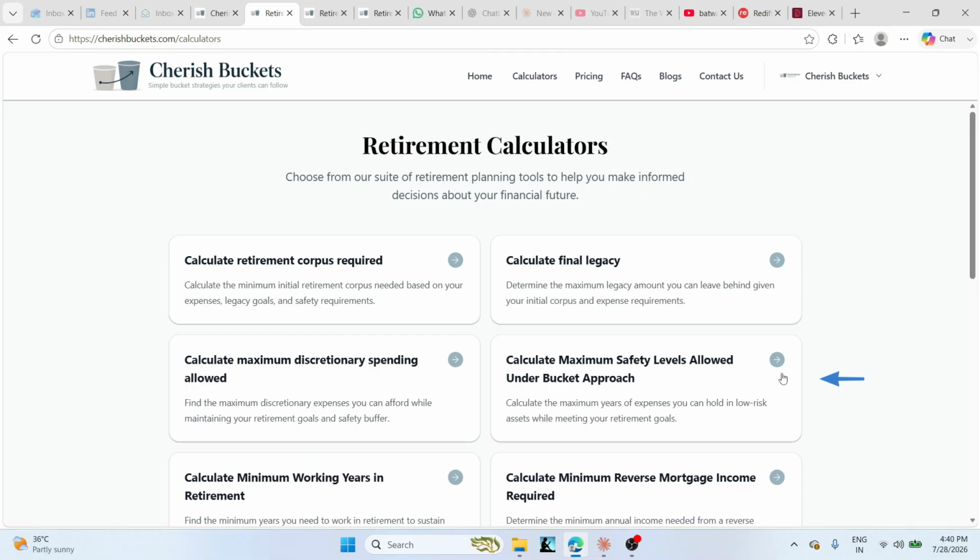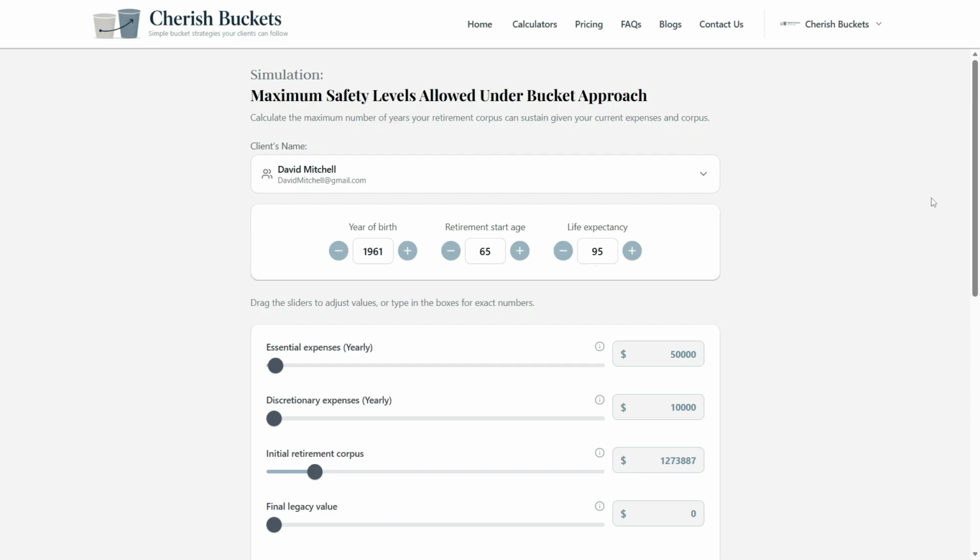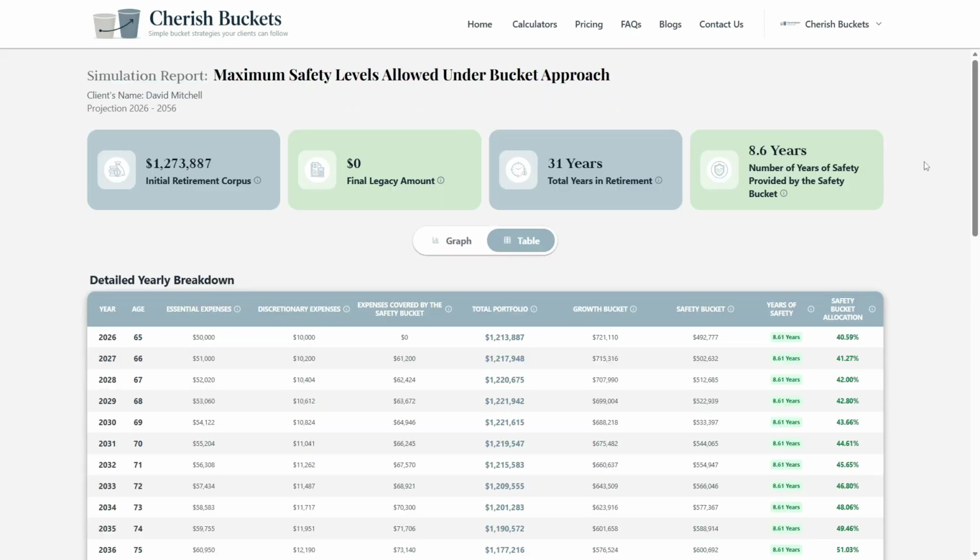Let's return to the maximum safety levels allowed under Bucket Approach Calculator. This time we'll enter lump sum, $1,273,887, annual expenses, $60,000, legacy value, $0. After processing, the calculator now tells us that we can provide 8.6 years of protection for retirement expenses.